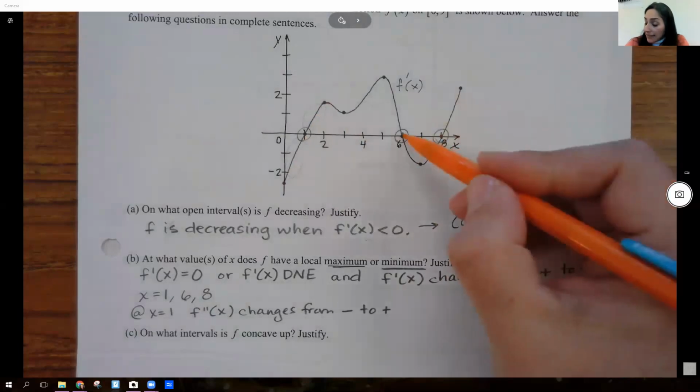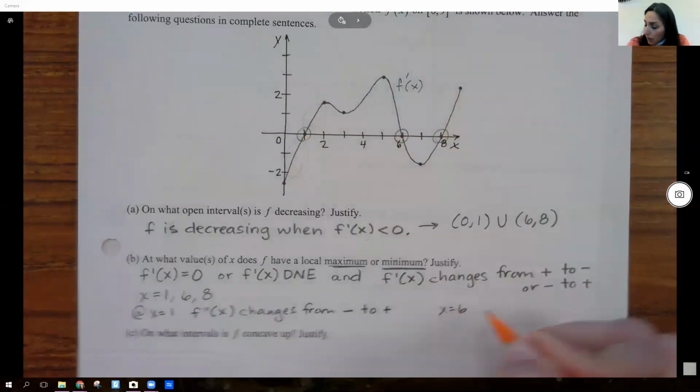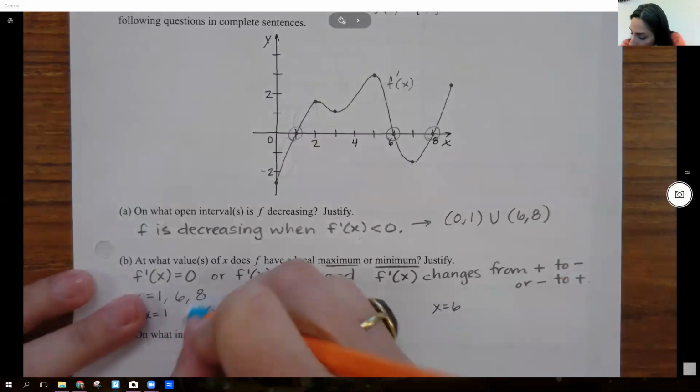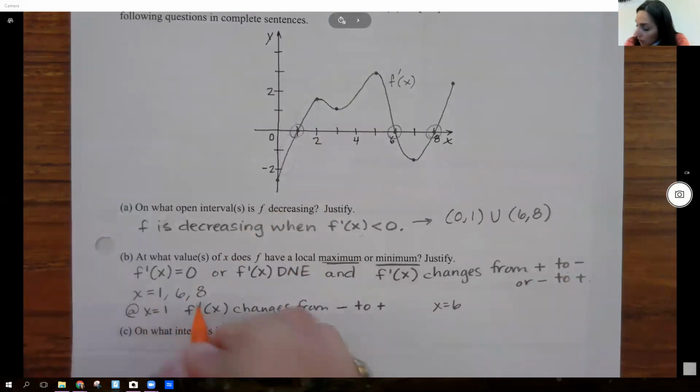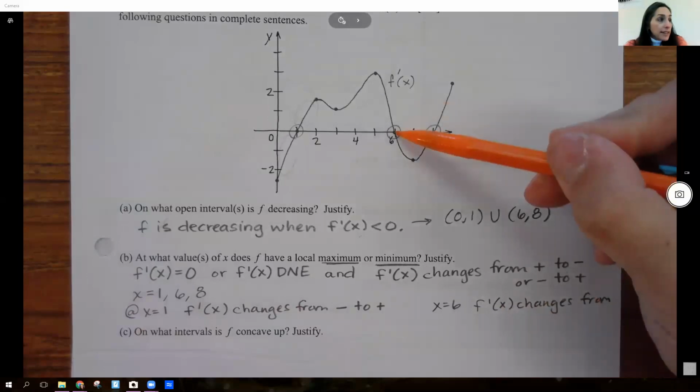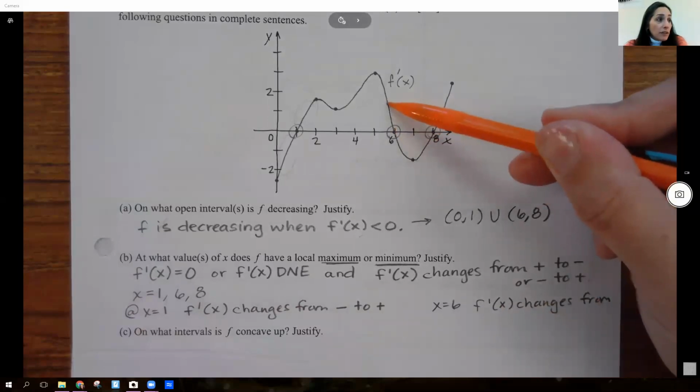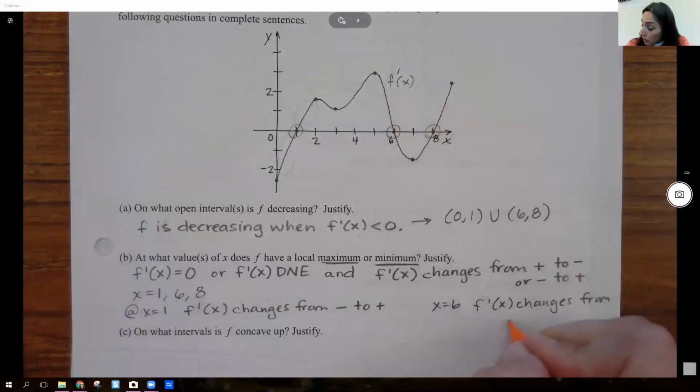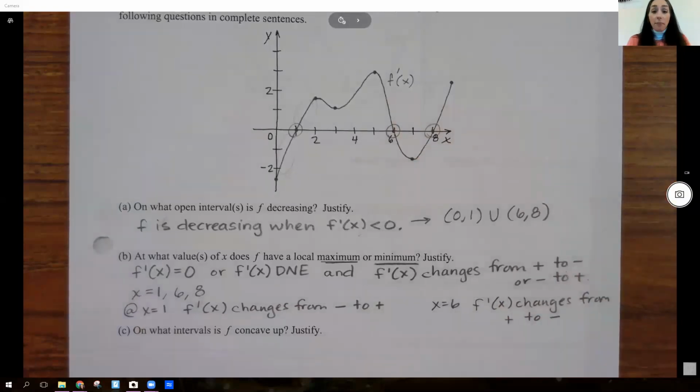All right. At 6, oh, I put second derivative, didn't I? Sorry, first derivative. At 6, the first derivative changes from, okay, so here we are at 6. It goes from positive y values to negative y values. Positive to negative. So what's happening at 6? Well, it was going up, and then it flattened out, and then it started going down again. So another max.